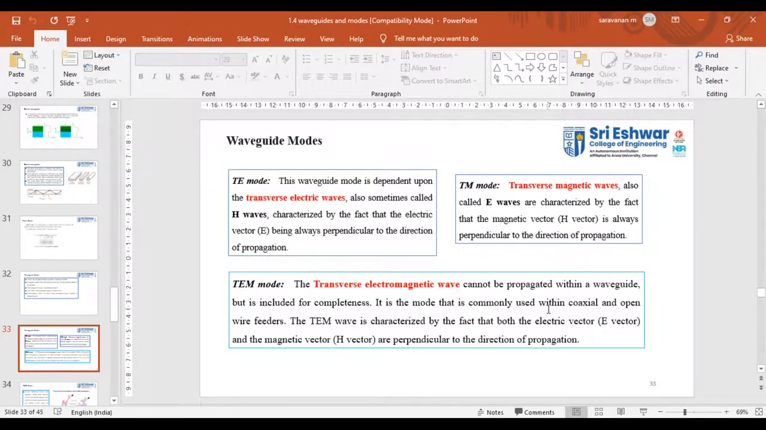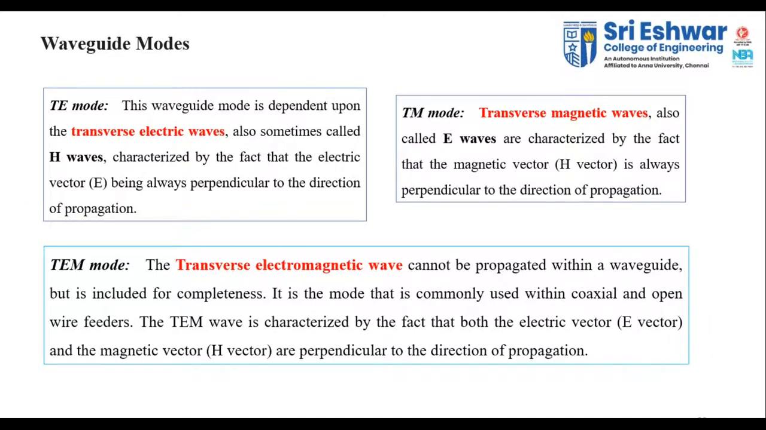Please see this. There are three modes of operation, basically: TE mode, TM mode, and TEM mode. TE is transverse electric waves, TM is transverse magnetic waves, and TEM is transverse electromagnetic waves. Please go through them one by one. I will explain what TE, TM, and TEM modes are.